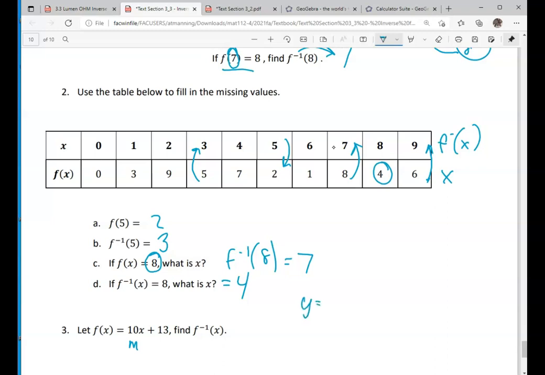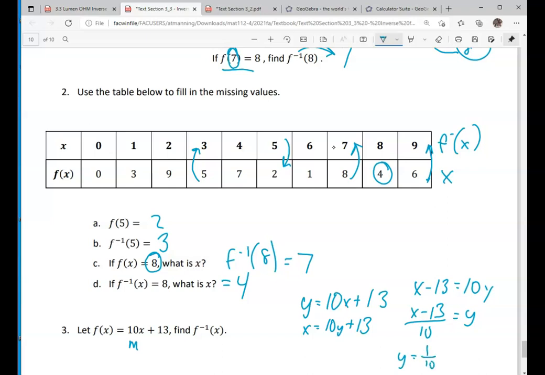Y equals 10x plus 13. Switch x and y. X equals 10y plus 13. Now, get y by itself. I'll subtract 13 from both sides. X minus 13 equals 10y. And now divide by 10. X minus 13 over 10 equals y. If you want to put it in mx plus b format, you could say y equals 1/10 x minus 13/10.